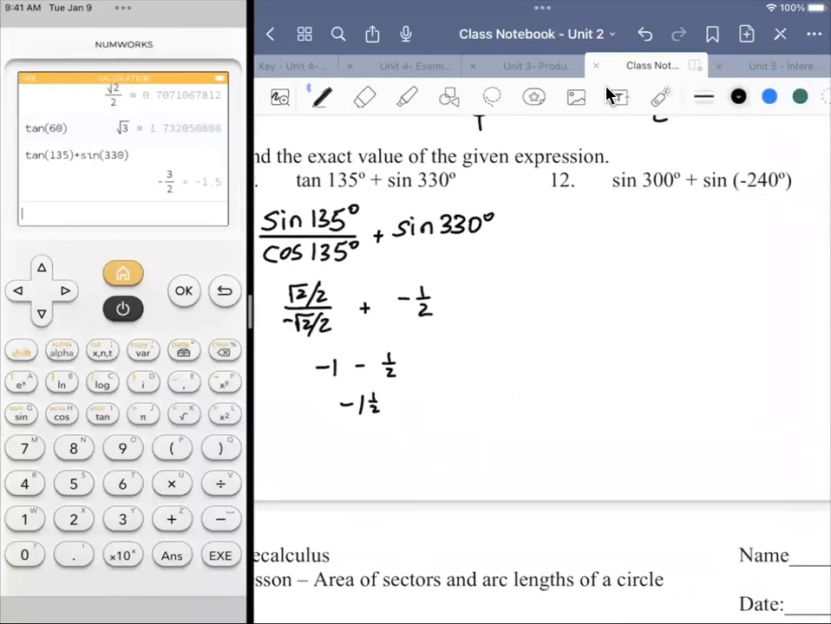Sine of 300, right, has a negative radical 3 over 2 value. That's the y value of 300 degrees. All right. Sine of negative 240 is the same as the sine of 120, which has a value of radical 3 over 2. So this should equal 0, but double check.